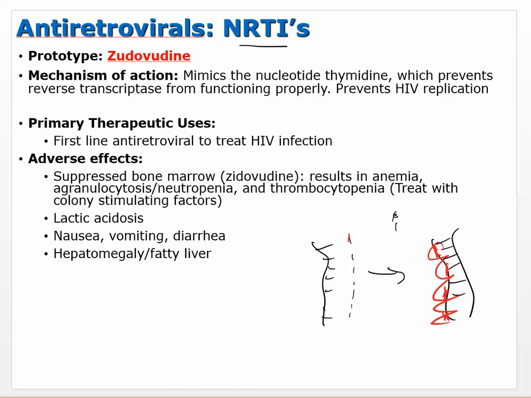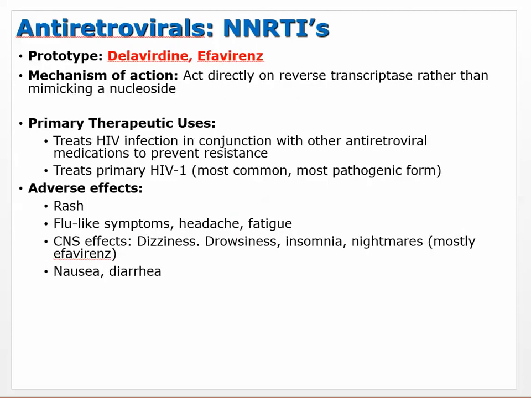Adverse effects: zidovudine suppresses bone marrow, which results in anemia, agranulocytosis, neutropenia, and thrombocytopenia. So you would treat with colony-stimulating factors. Remember, we talked about those in the online portion of the class, and they just cause more cell division. Lactic acidosis can also be caused, nausea, vomiting, diarrhea, and then an enlarged liver, hepatomegaly, fatty liver can also occur, probably because of competition for metabolism in the liver.